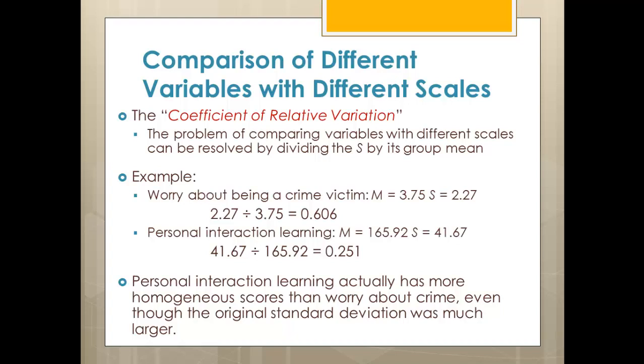Because the two variables are measured differently, this is an attempt to compare how heterogeneous or homogeneous one variable is over the other. It looks like in this case, personal interaction is more homogeneous because 0.251 is smaller than 0.606. So even though the original standard deviation was larger, being larger is relative to where the mean is at.